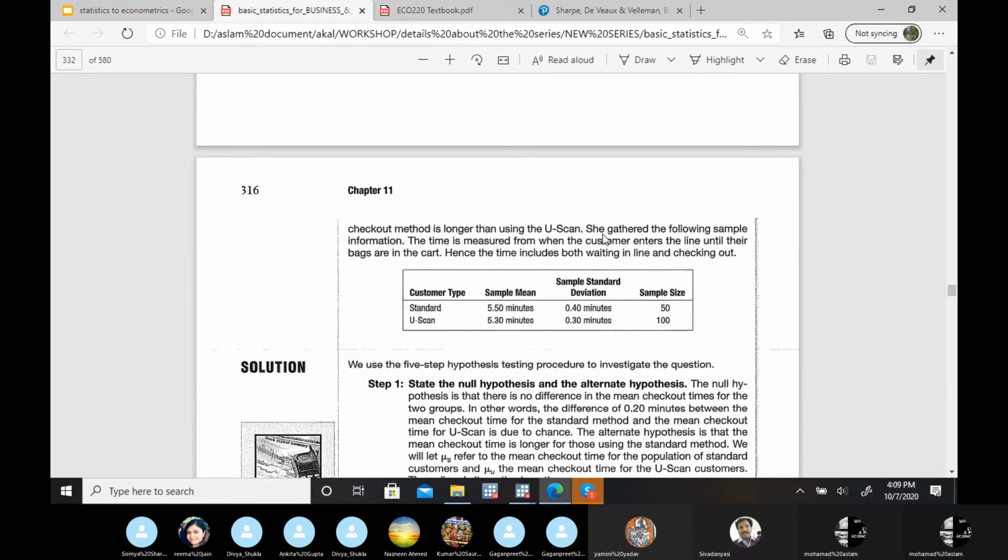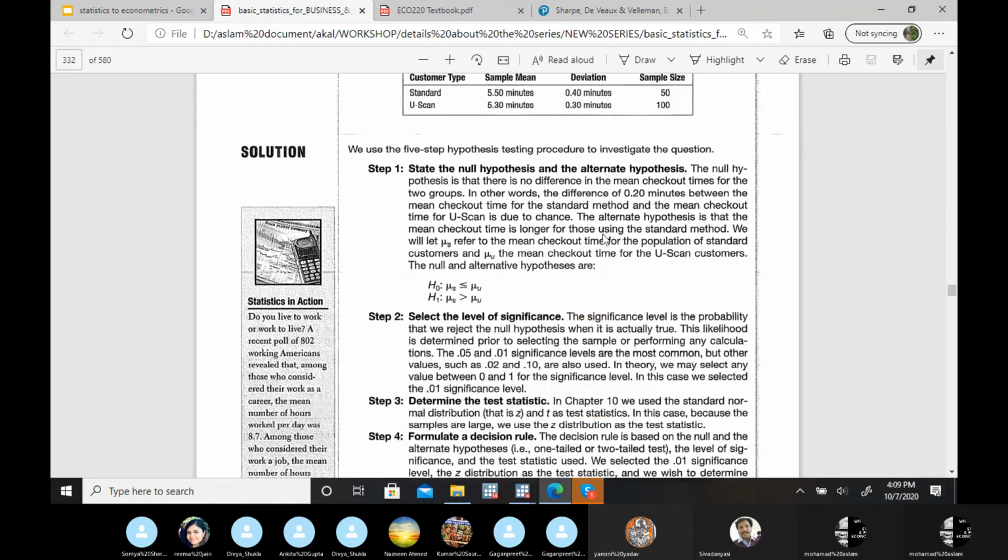The difference is just by chance, or this difference means that these two procedures are different and one procedure is saving the time as compared to the other. So let's suppose this is the situation. I'll also try to do it with another situation. First, just do it with this particular case.